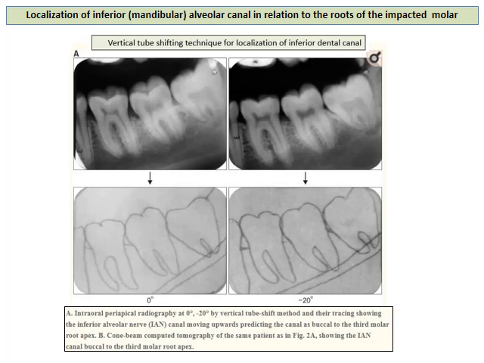This localization is called the vertical tube shifting technique for localization of the inferior dental canal.